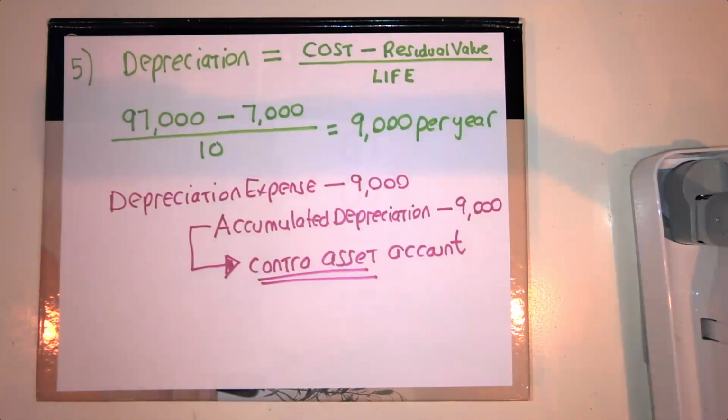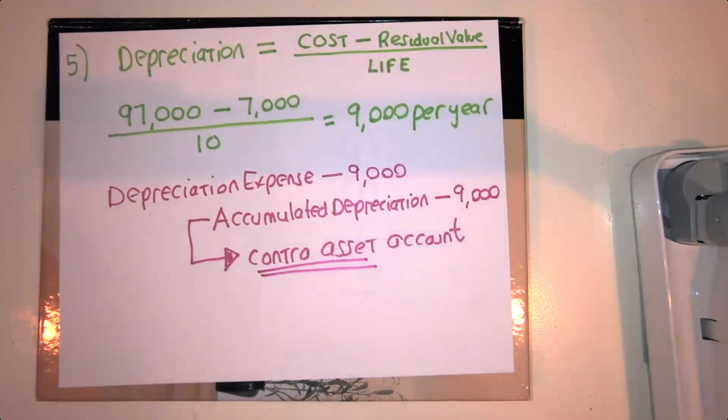It's the retained earnings. Retained earnings, remember, is beginning retained earnings plus net income minus dividends. Dividends are contra equity; they reduce retained earnings. Accumulated depreciation is a contra asset; it reduces our assets. Any questions on number 5?